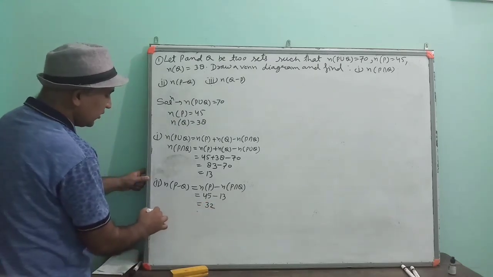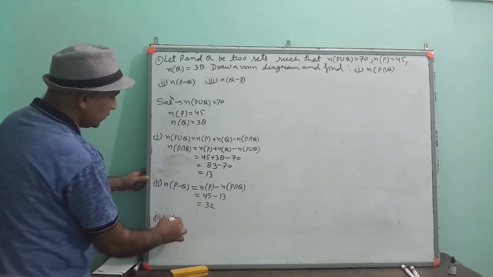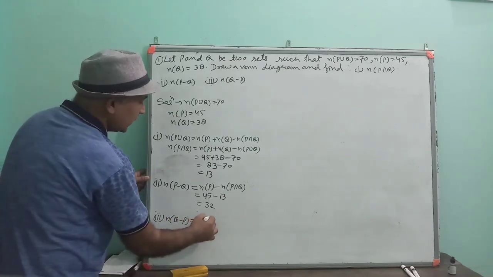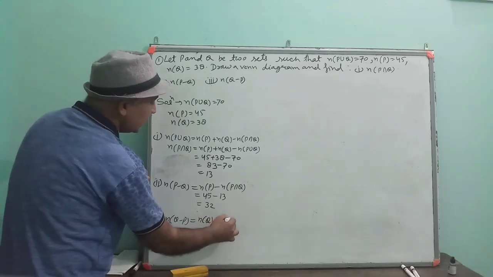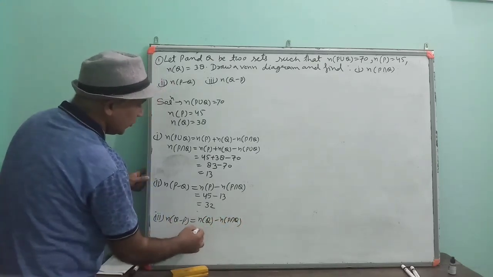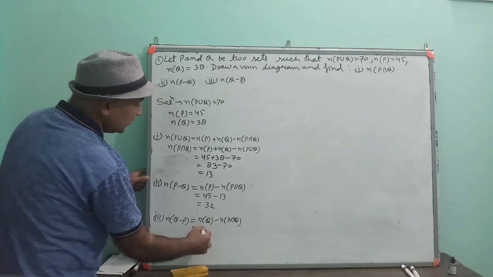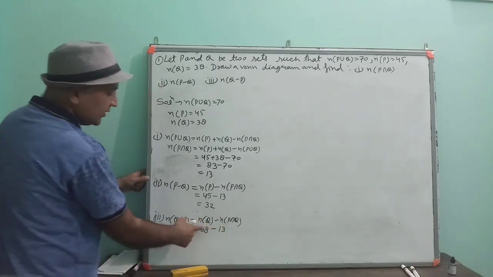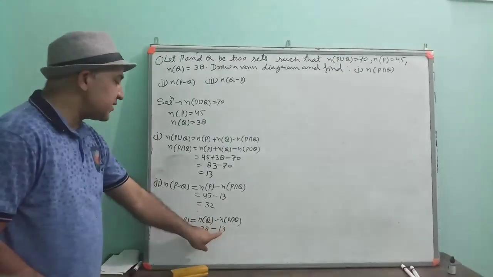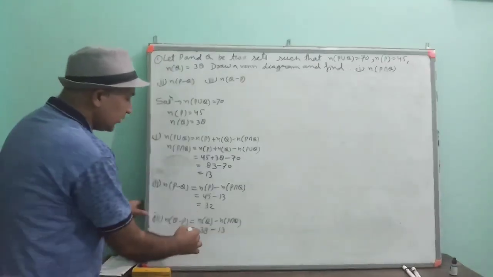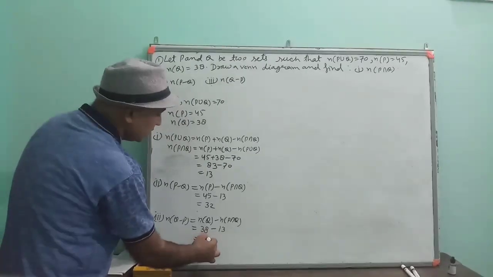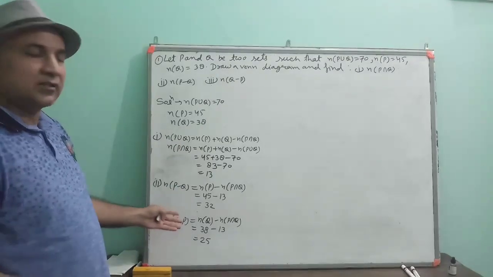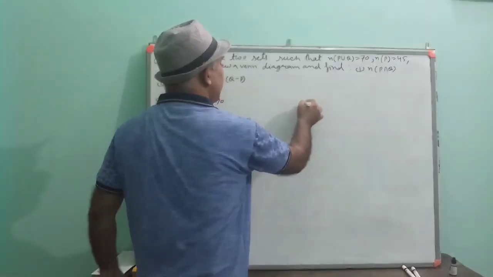In the same way the third one: cardinal number of Q minus P means cardinal number of Q minus cardinal number of P intersection Q. Now put the values. n(Q) is given as 38 and P intersection Q we have found as 13. Now subtract and get your answer. This is 25. Okay, you have found the given things. Now draw the Venn diagram.